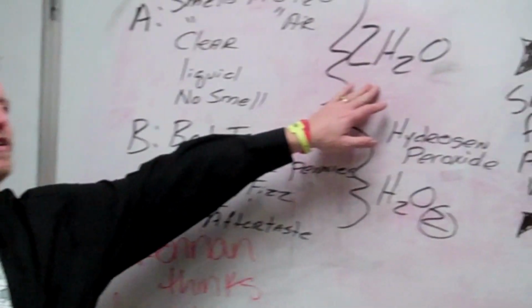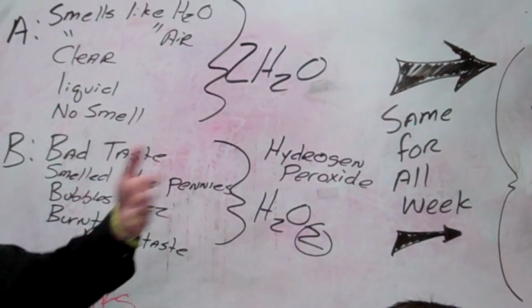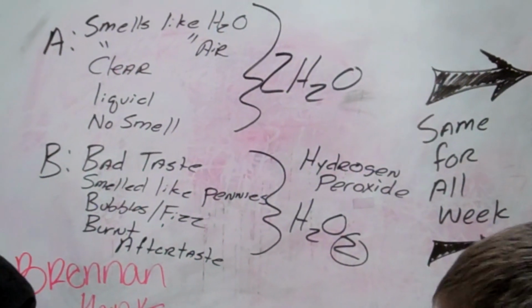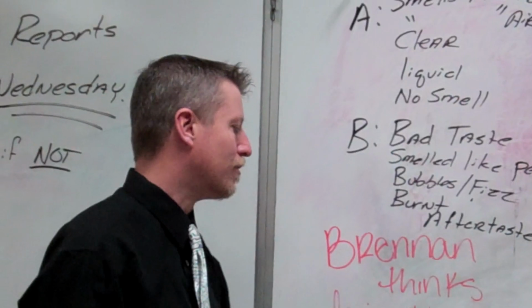So when I put coefficients in front of things, I'm just getting more and more of those things, okay? Everybody understand that? Okay, that's going to be very important as we go into balancing chemical equations, okay?